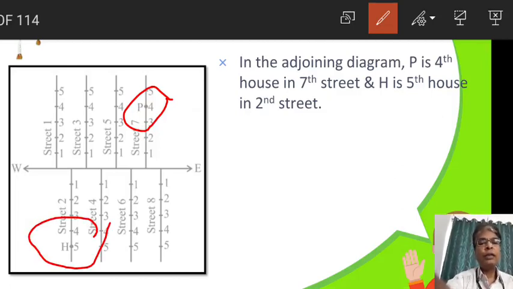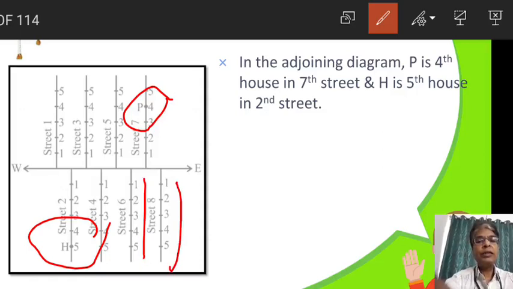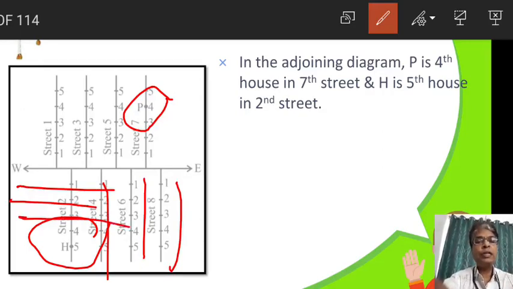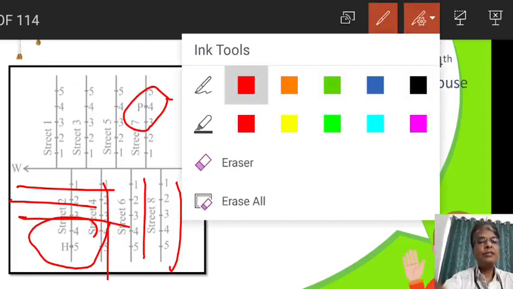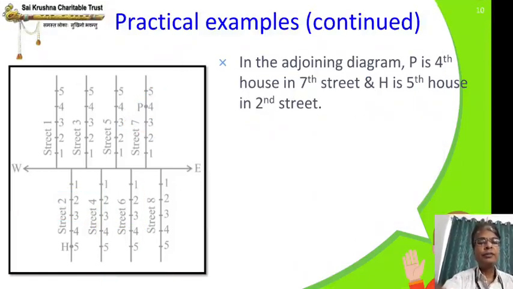So there are two independent directions. The street is going like this, correct? You can see the street going like this, and the number of houses is coming like this, 1, 2, 3. So you can see two perpendicular directions we are seeing, correct? Hope all of you have understood.